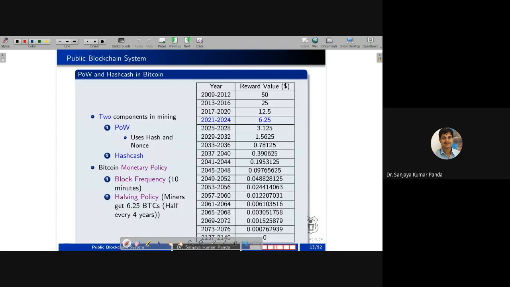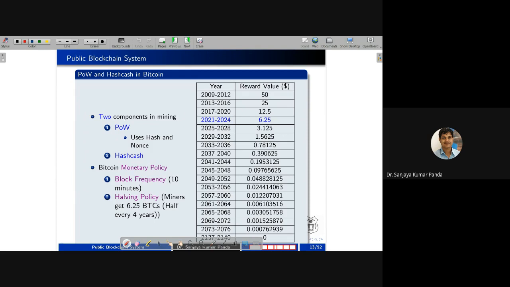Now, if you see in the process of mining, there are two important components you can find. One is called proof of work, because through proof of work you make a consensus. Or through proof of stake also you can do consensus. The different mechanisms are there, right? So POW is one of the popular methods that is used in Bitcoin.